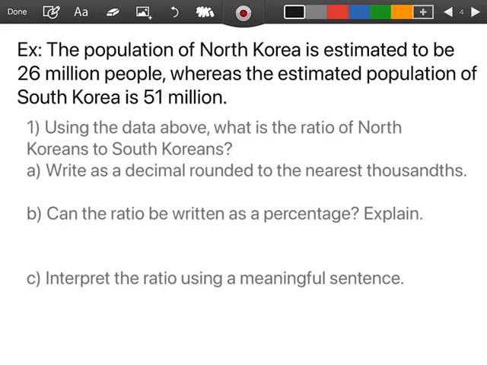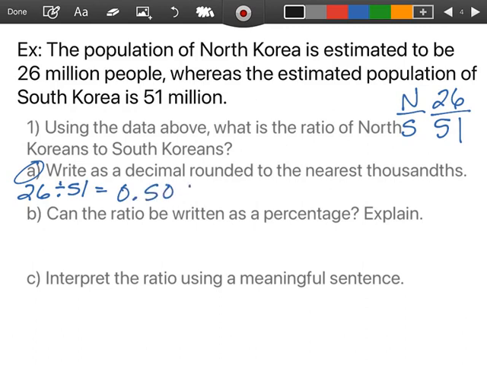All right, so let's apply this a little bit. We know North Korea has 26 million, South Korea has 51. So first of all, using the data above, what is the ratio of North Koreans to South Koreans? I highly recommend you write this stuff out. So North over South. I am a big fan of labeling my ratios when I'm thinking through this. So I have 26 million over 51 million. Part A, write this as a decimal. So we're going to take 26 divided by 51, and that gives me an ugly decimal. That's 0.509803, goes on and on.